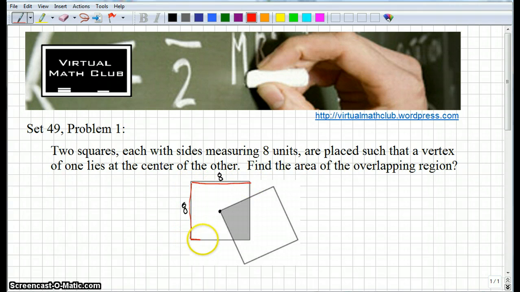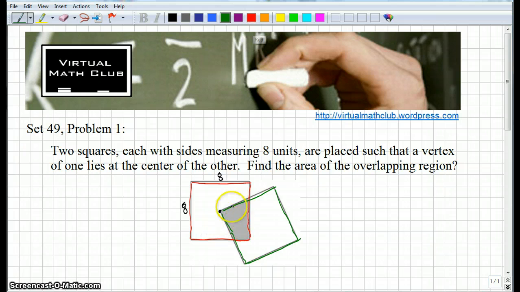So let's pretend that the red square here is stationary, and that the green square, I'm going to make this one green, is allowed to pivot around the point, which is the center of the other square. So it's the vertex of the green square, and it's the center of the red square. Imagine what would happen if we pivoted that around, and what the overlapping region would look like as we pivot the green square around the center of the red square.